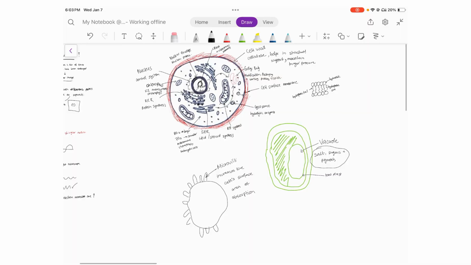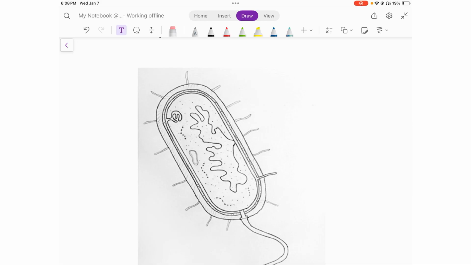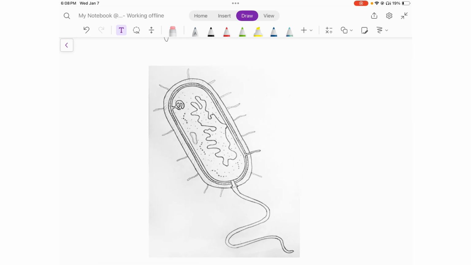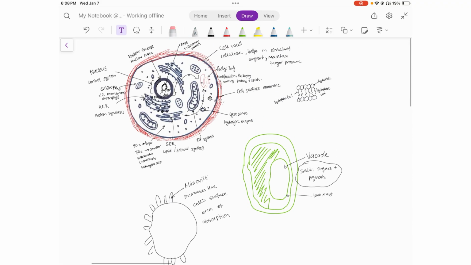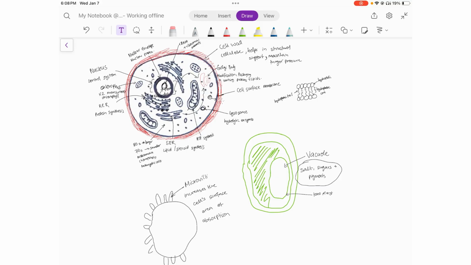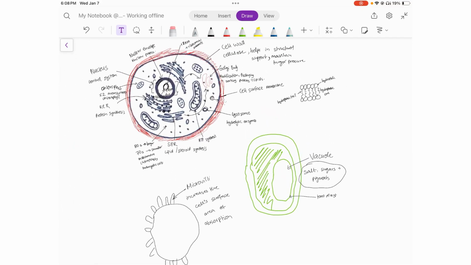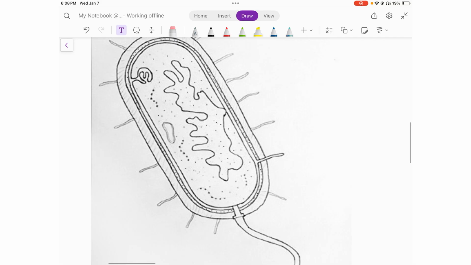So this is it for the diagram part. Now, let's compare eukaryotic cells to prokaryotic cells. Let us compare the differences between our prokaryotic cell right here, which is a bacteria cell, and our animal slash plant cell, which we've converted it into. We see that there is a huge difference in the amount of detail that we have over here.